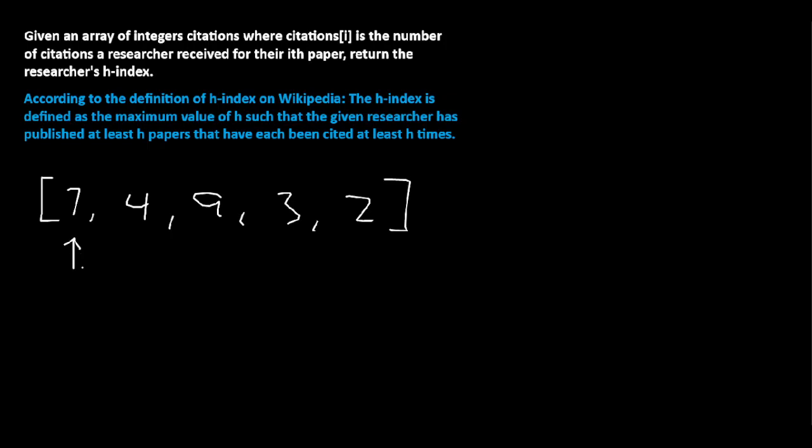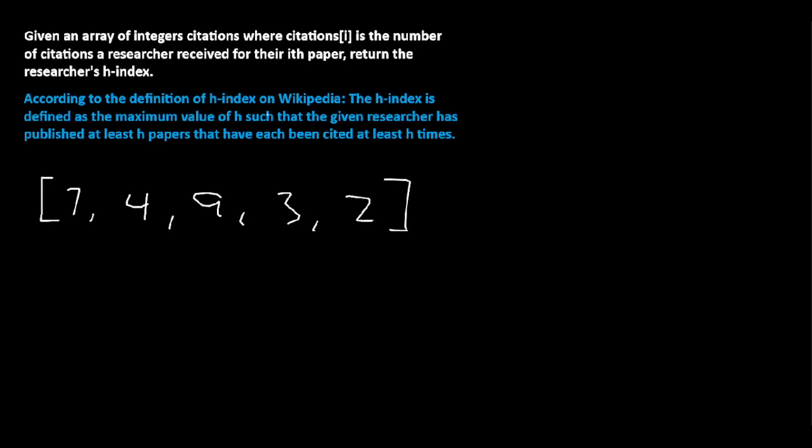So this right here is the ith paper. This is the first paper, or in this case the 0th paper, because we're using 0-indexed arrays. The 0th paper has 7 citations. The first paper has 4 citations, and so on. That is the array we're dealing with. So now, what about this H-index stuff?